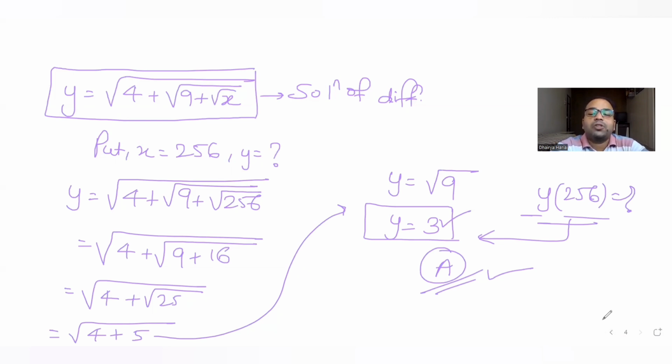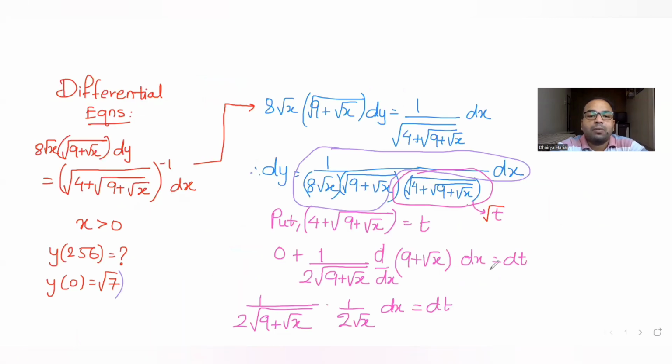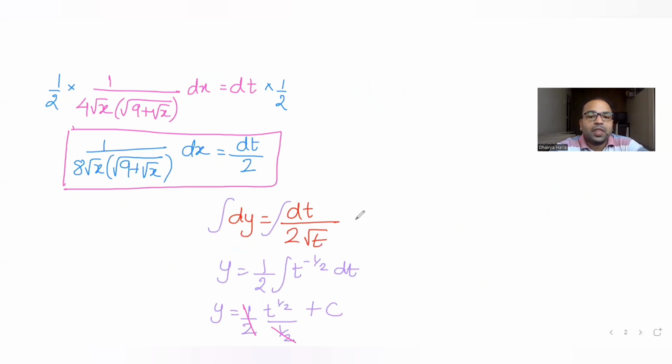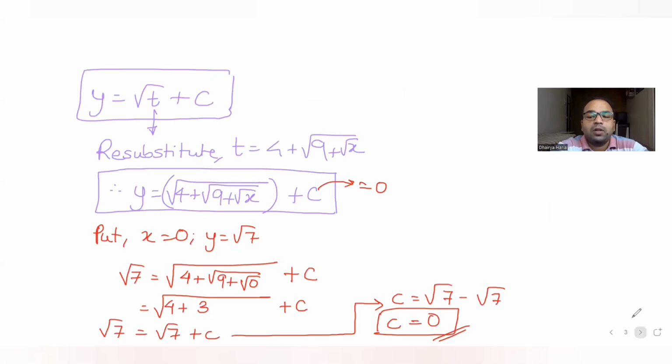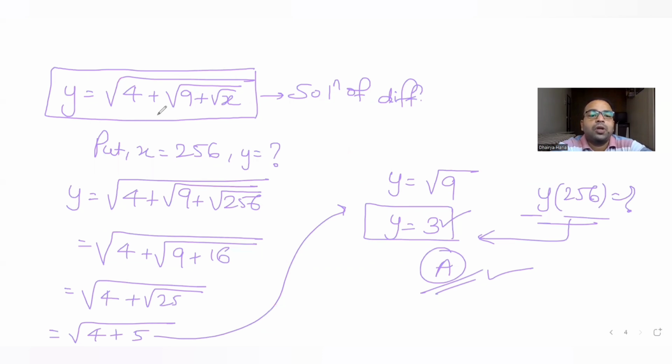I hope you have understood how to solve these types of questions, right? Where we just needed to substitute 4 plus root of 9 plus root of x as another variable t, and we got it solved within lesser time. So it actually becomes easier if you substitute it as another variable. And then we just needed to substitute values and find out c. And once we got c, we got our solution. Then we just needed to put x as 256 to get y.